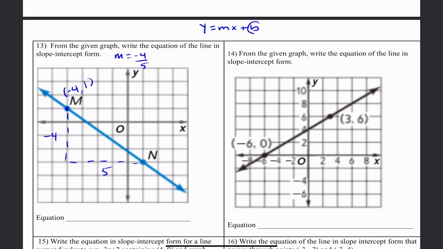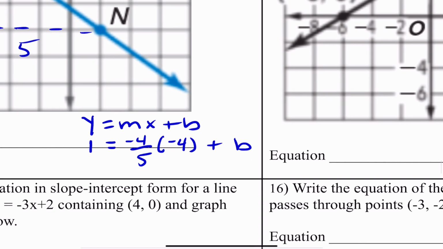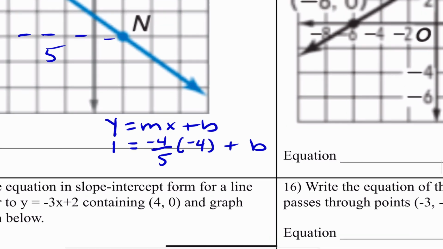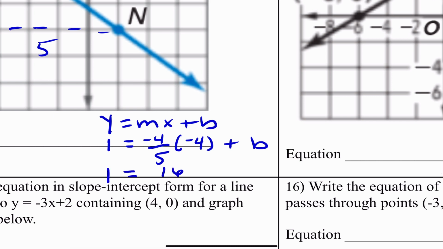So here's my b, right? I'm going to plug everything in except b. So here's x, here's y, that's going to be 1 equals, my slope is -4 over 5 times my x, which is -4, right? And then plus b. Okay? So then if I multiply here, -4 times -4 is 16. So 1 equals 16 over 5 plus b.